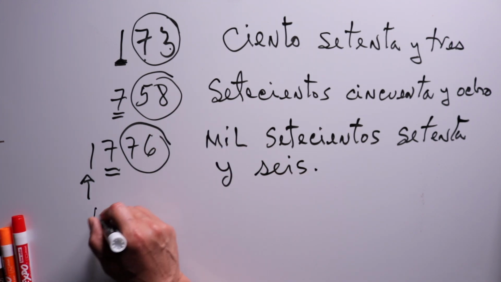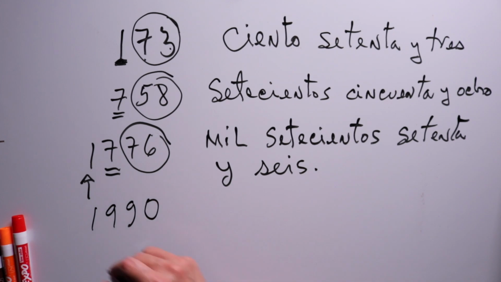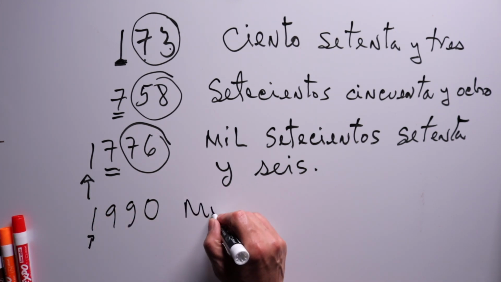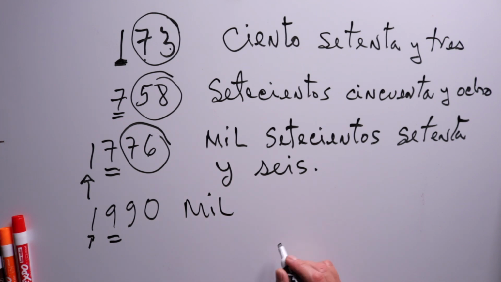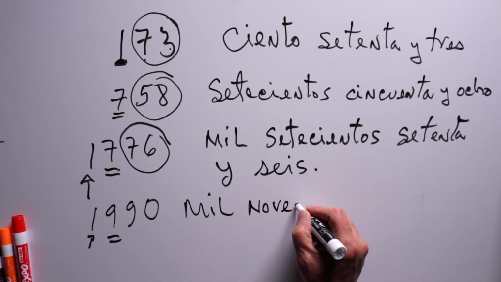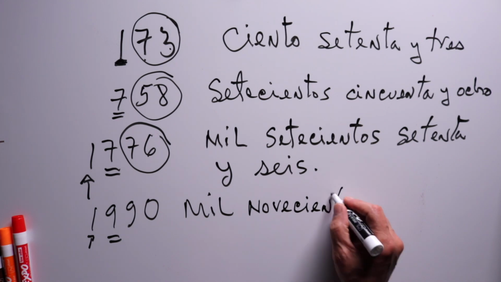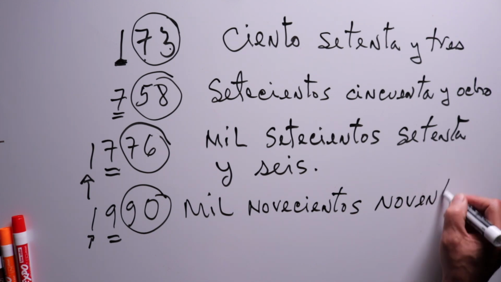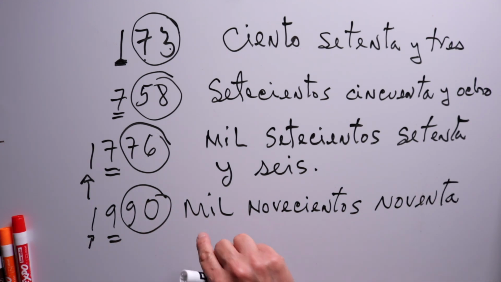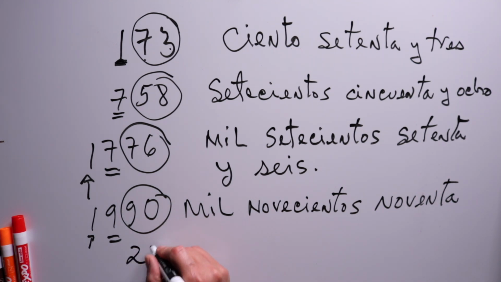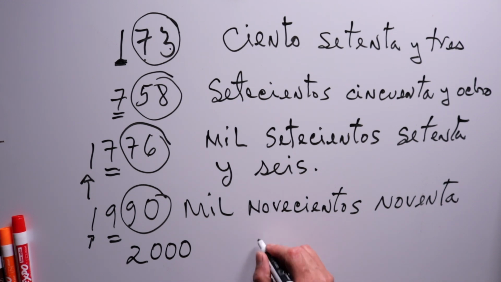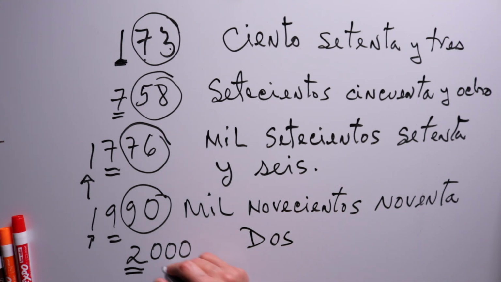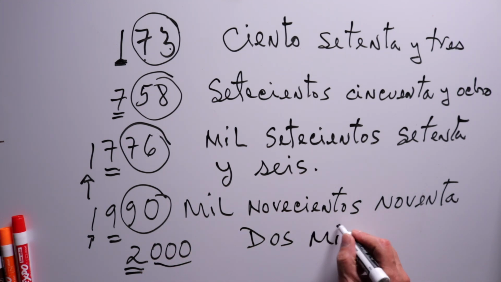Now what about if you were born in 1990? Same thing, focus on the first number, mil, then the hundreds, novecientos, and then the tens, right? And that's a flat, noventa. So how do you say that number? 1990. What about if you were born in the year 2000? That's very easy, right? Focus on the first number, dos, and then these 3 zeros are equal to mil.